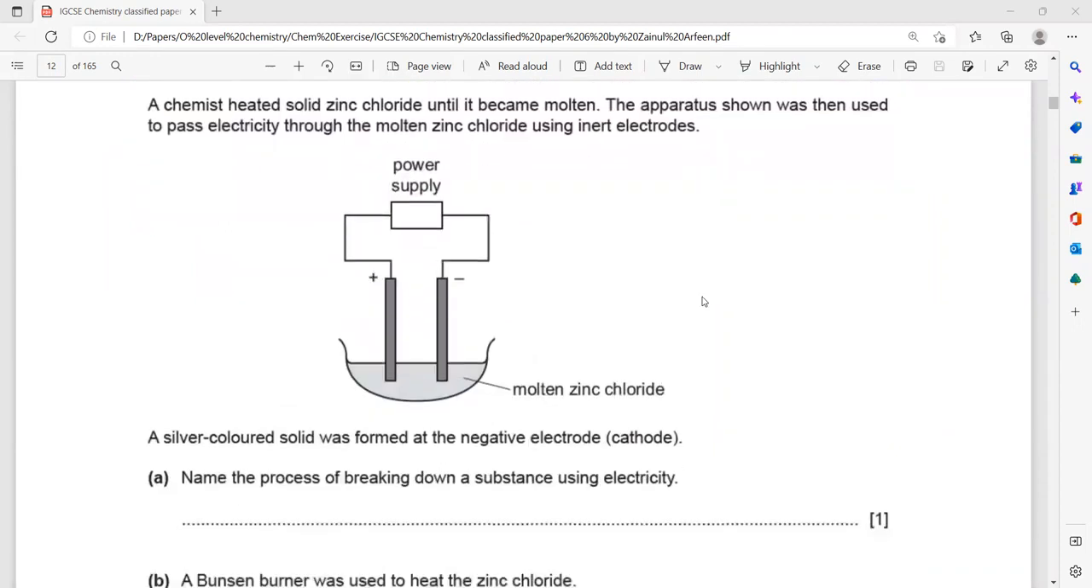Name the process of breaking down a substance using electricity. What do we call this? You can use your mic, you can use a screen annotation, you can use the chat. So we call that electrolysis.